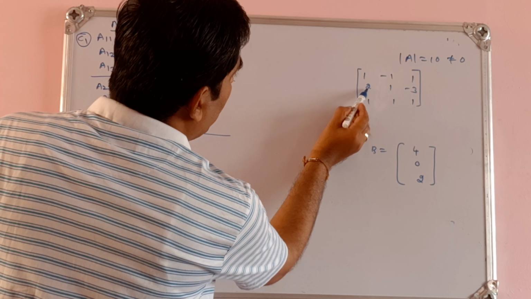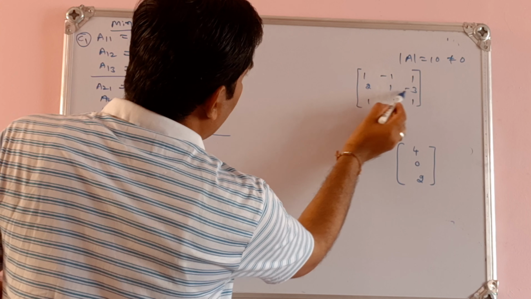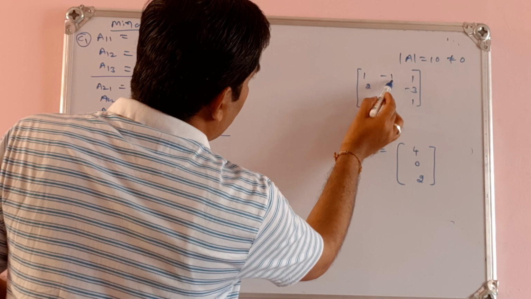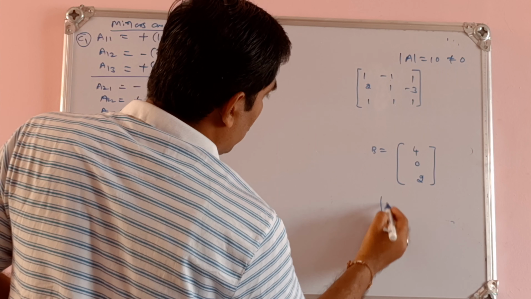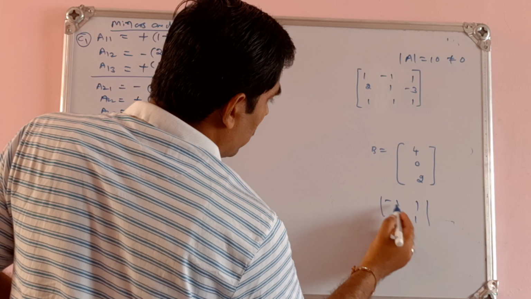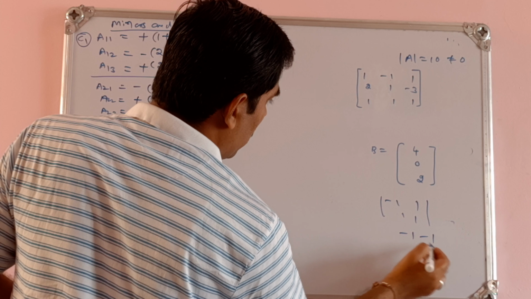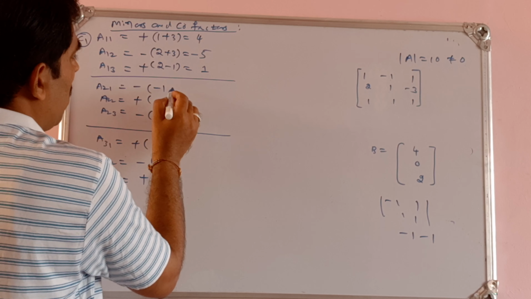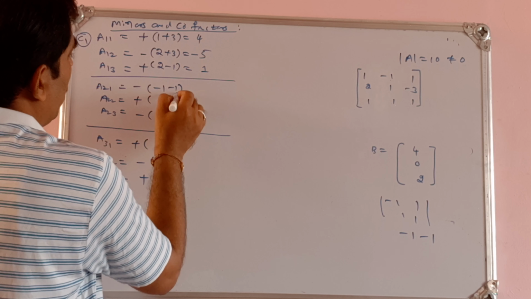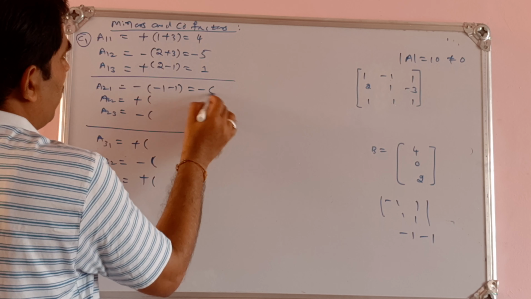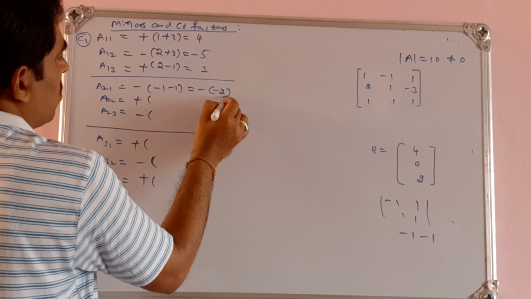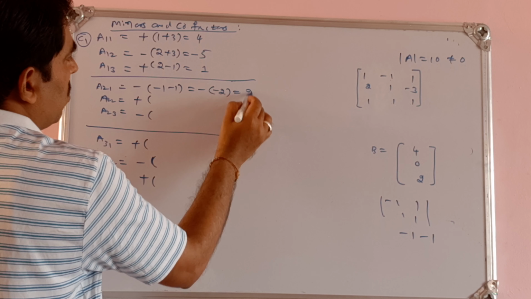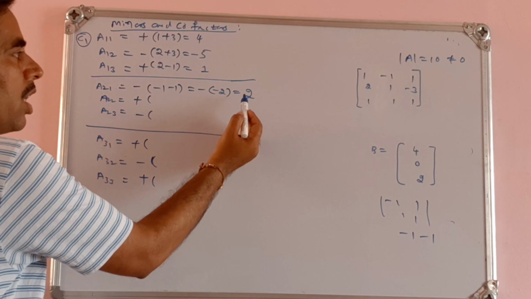So next, what is the cofactor of 2? See, you leave this row and this column. See, minus 1 1, 1 1. Then that will be what? Minus 1 into 1 minus 1 into 1, so minus 1 minus 1. So you observe here, see, minus of minus 1 minus 1, that is minus 2. See, minus of minus 2, that will be positive, plus 2.